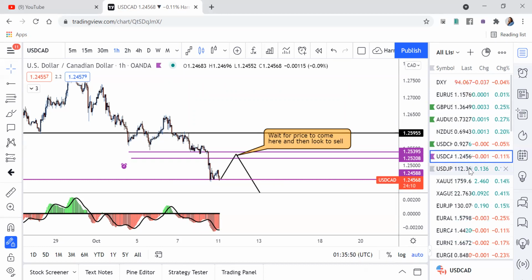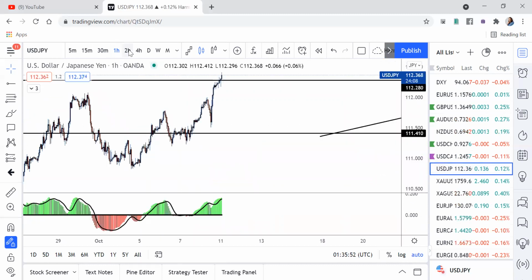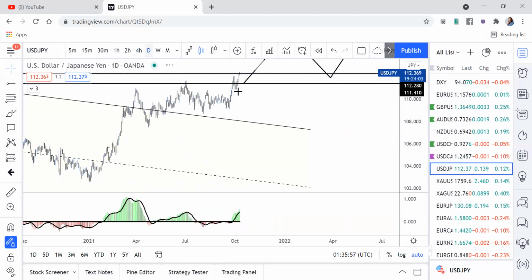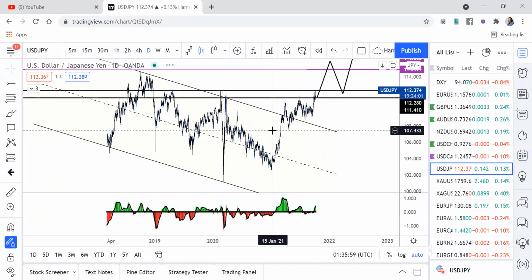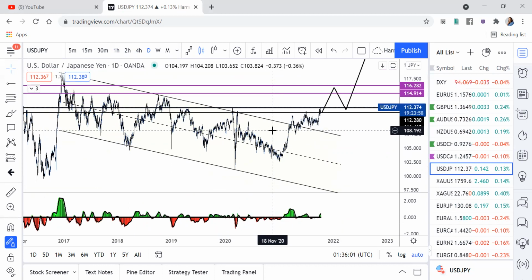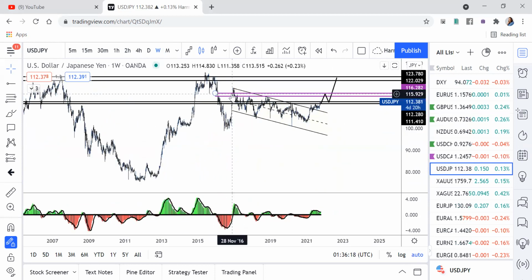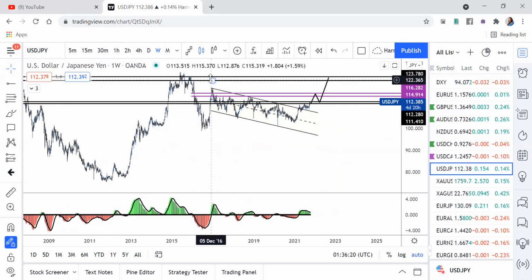Okay, let's look at USDJPY. So I showed you guys last week that UJ was in a descending channel. This is a lovely bullish flag that UJ had created, right? And then overall, I am looking for UJ to come all the way back up to these highs overall, long term.